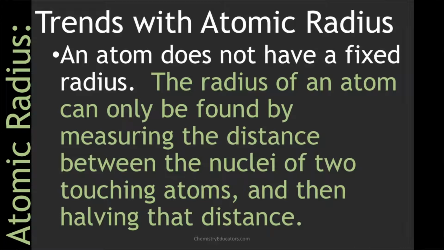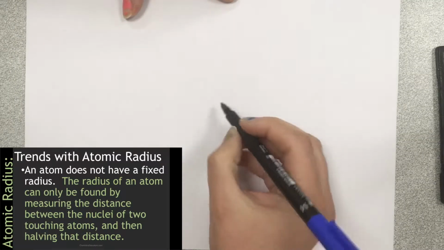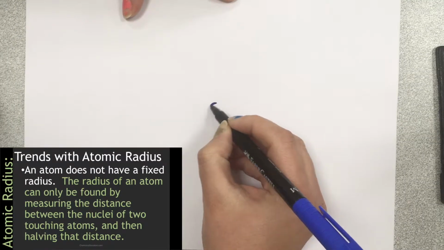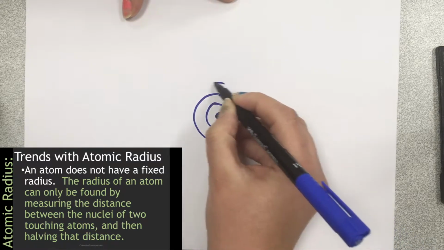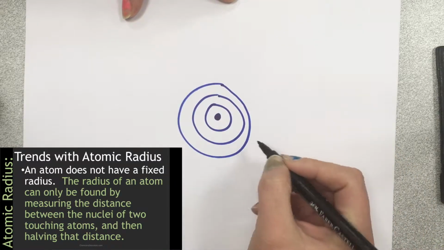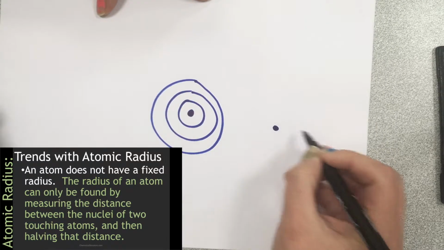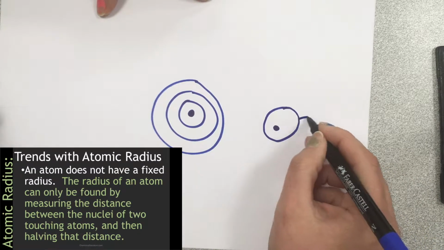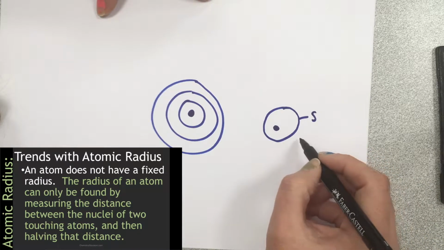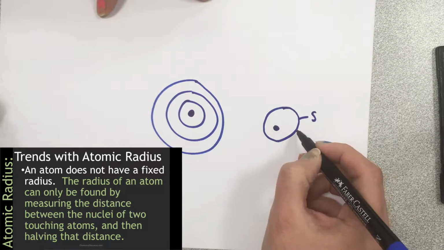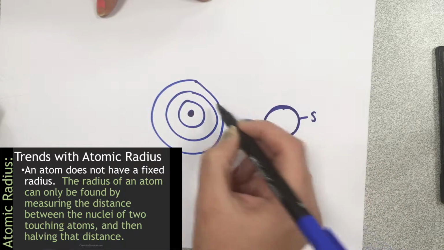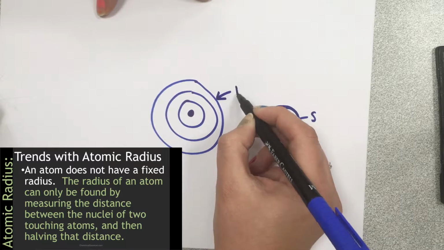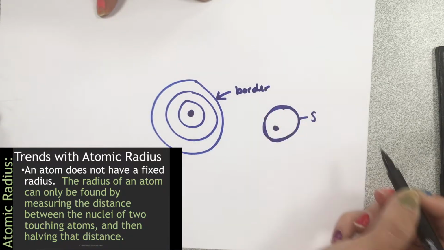So how do we determine atomic radius? An atom never has a fixed radius. If you remember some of the models that we've seen, like this nucleus with energy levels surrounding it, or maybe you drew the quantum model, where you see this S orbital around it. It looks like they have a clear border, but that's not true, okay?